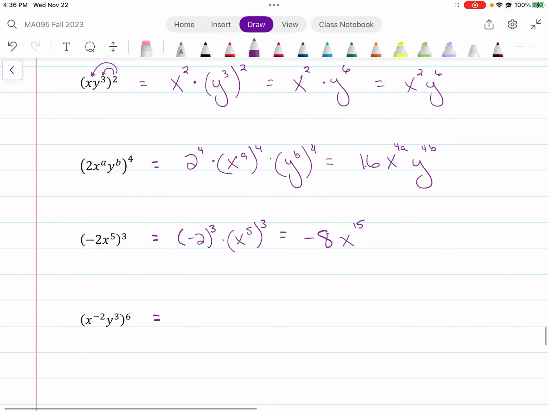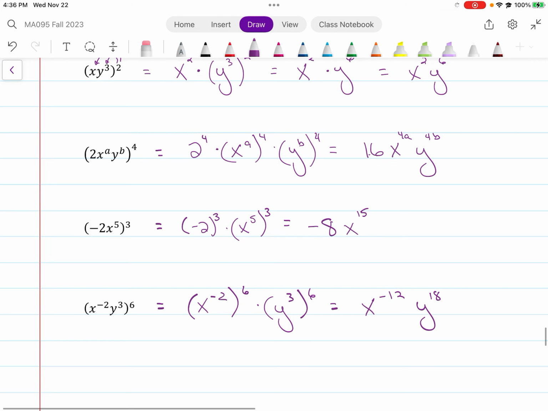All right, next one. We've got x to the minus 2 to the 6 times y cubed to the 6. So that becomes x to the minus 12, y to the 18. Now we need to make sure we take care of this, because minus 12 on top is not considered simplified. So we're going to rewrite this. Y to the 18 stays on top, and x to the minus 12 brings the x to the bottom, like that. And that is considered simplified.